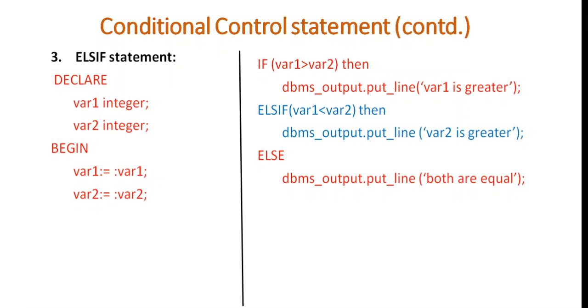And if variable 1 is not greater, if variable 2 is not greater, then we will go to the else part. Else both are equal. And here we are writing only a single end if at the end of the code. So this is how else if can be used. When we want to check more than two conditions by using if statement, then we can go for else if statement. And here the spelling of else if is ELSIF.